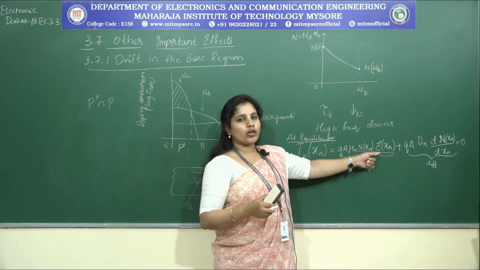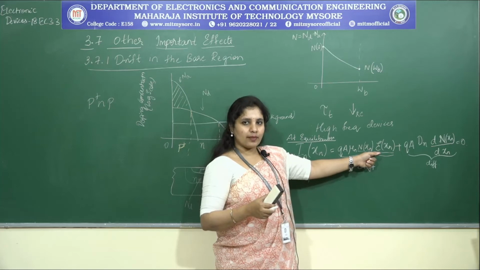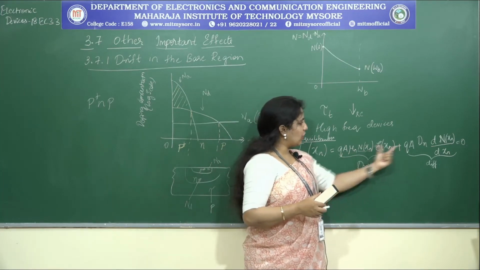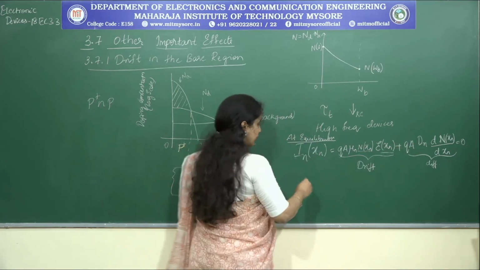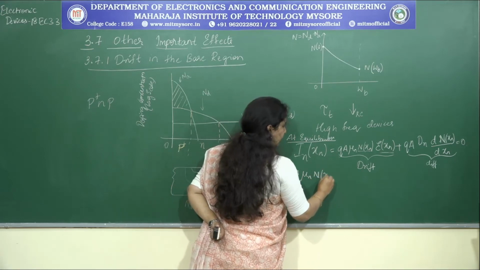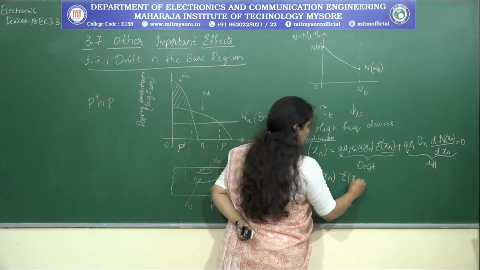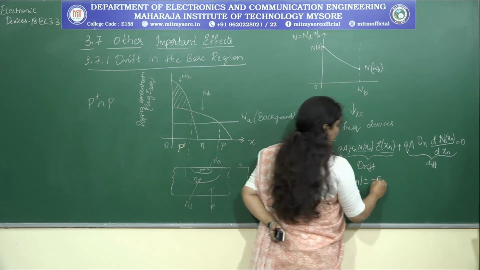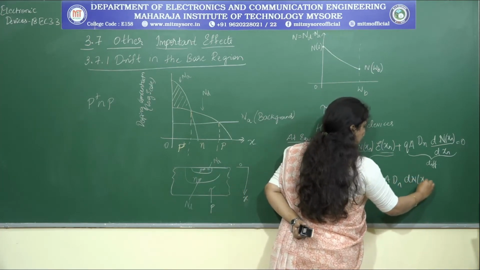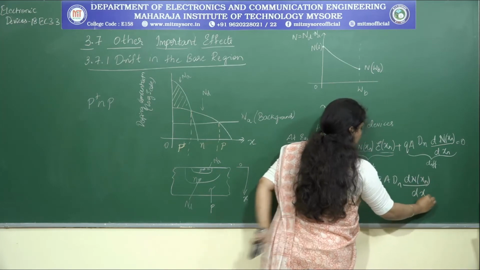Done? Now, using the same equation, I will try to represent the expression for the electric field intensity which is observed in the base region. For that, I will keep this here and move this to the other side. So, q A into mu n into n(xn) into E of xn is now equal to minus q into A into Dn into d of n(xn) divided by dxn.